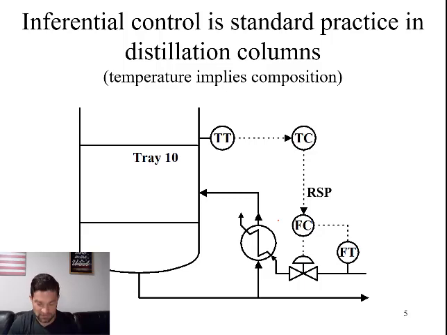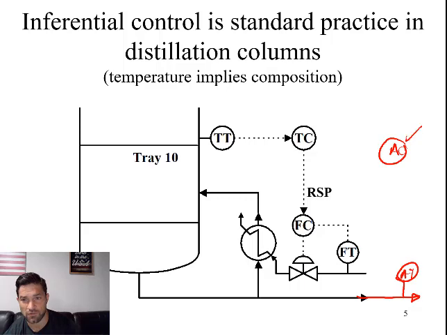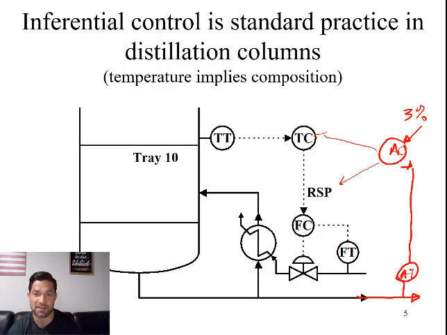Inferential control is a standard practice. It's used on distillation columns. In distillation columns, it's not necessarily practical or cost effective to determine the composition. So ideally, if you were going to measure the composition, we could have a composition sensor and a composition controller. Let's just say we want 3% impurities concentration as our set point. This could perhaps be cascaded to the temperature sensor or temperature controller, which is cascaded to the flow. We talked about these things previously.